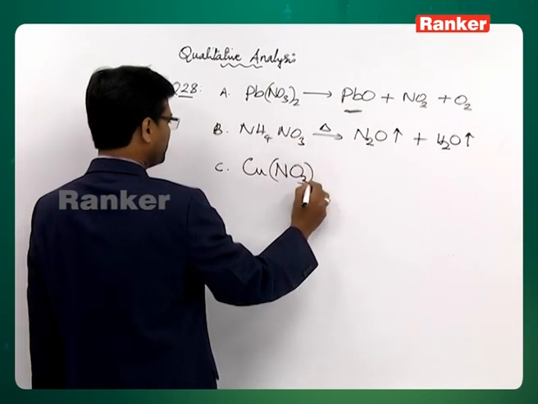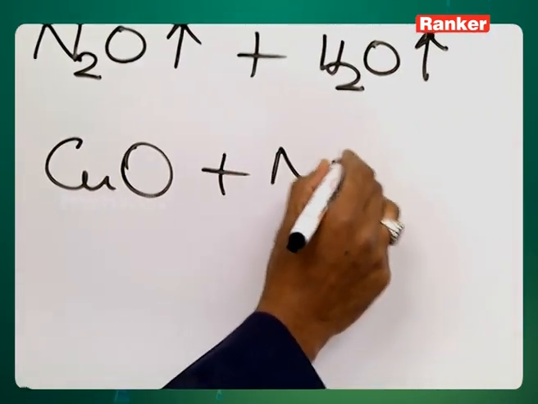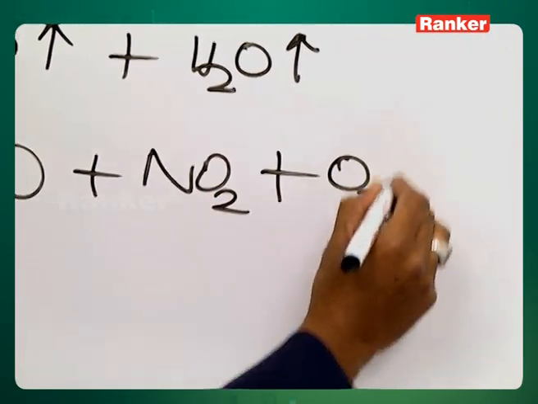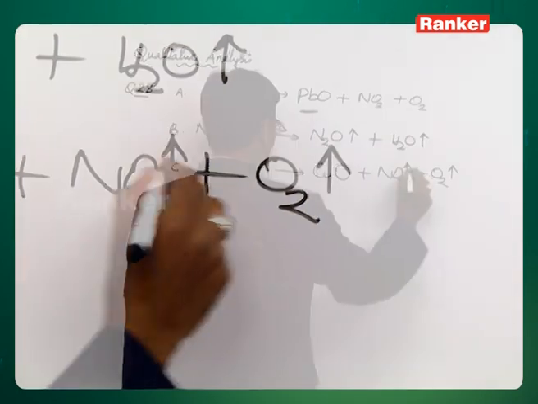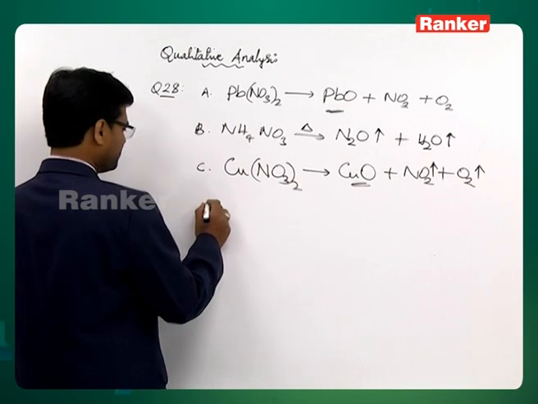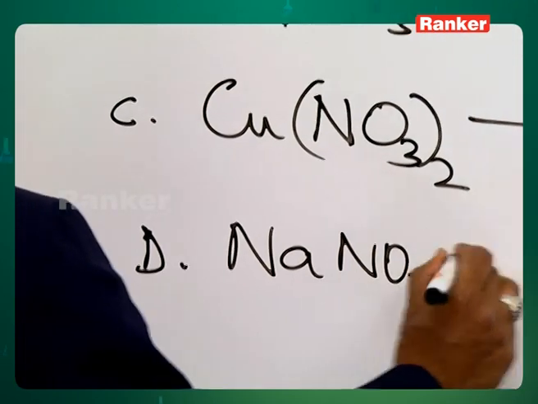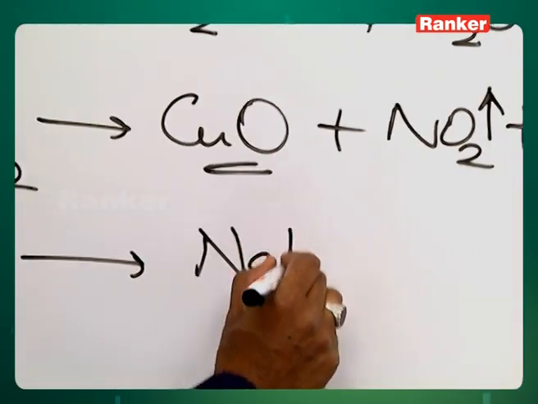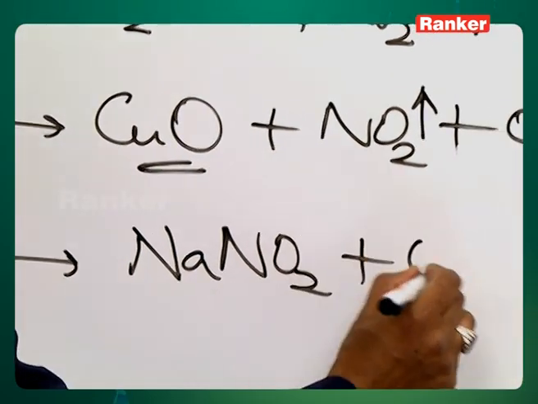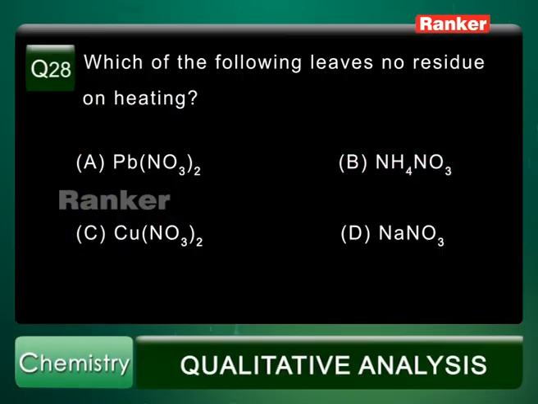Copper nitrate on heating gives copper oxide, NO2 and O2. While NO2 and O2 escape out, copper oxide is left out as a residue. Sodium nitrate, when heated, will give a residue of sodium nitrite, and O2 escapes out. This is left out. So the correct answer is therefore B, it leaves no residue. 28B.